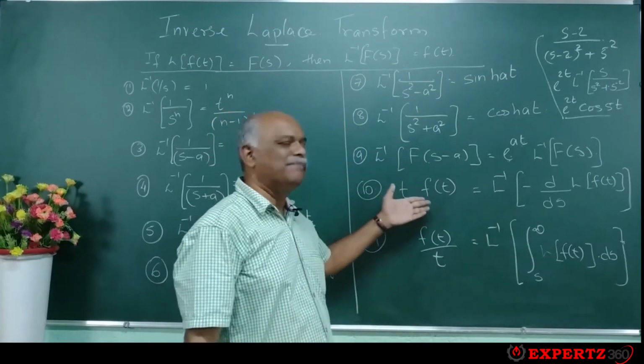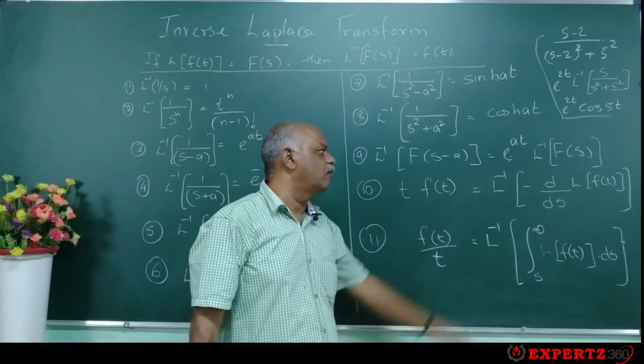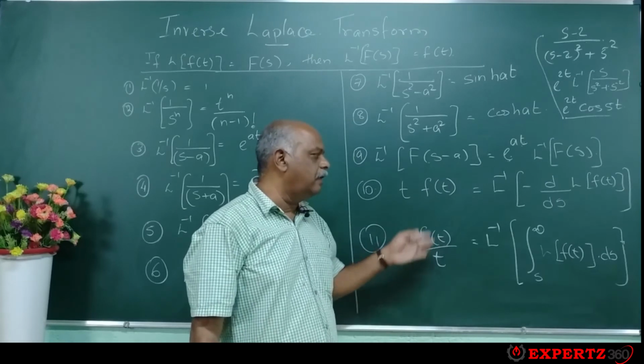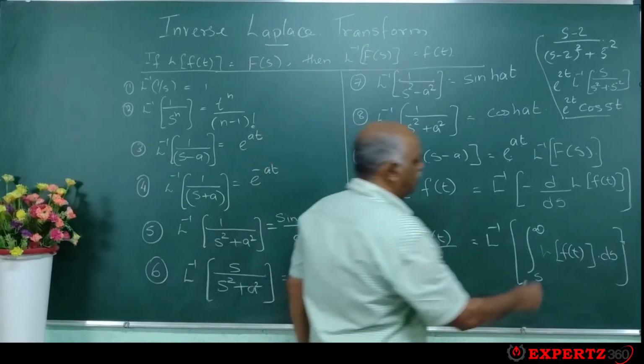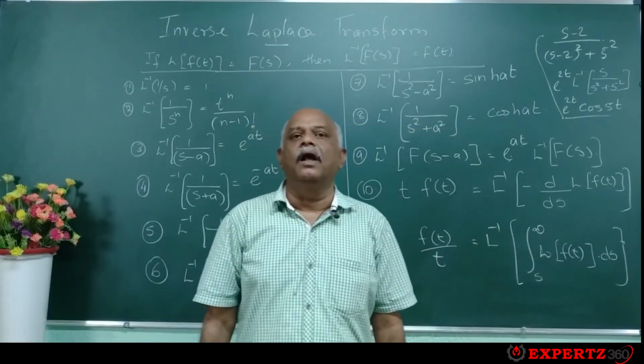Then you have the multiplication, just the inverse of it, that is t f of t, that is equal to Laplace inverse of minus d by ds of Laplace of f of t. Then f of t by t, that is equal to Laplace inverse of integral s to infinity Laplace of f of t ds.